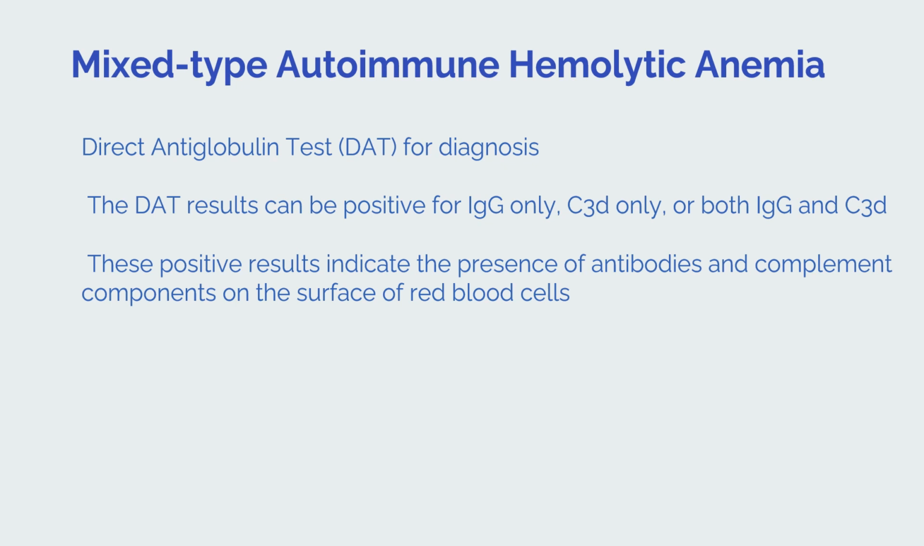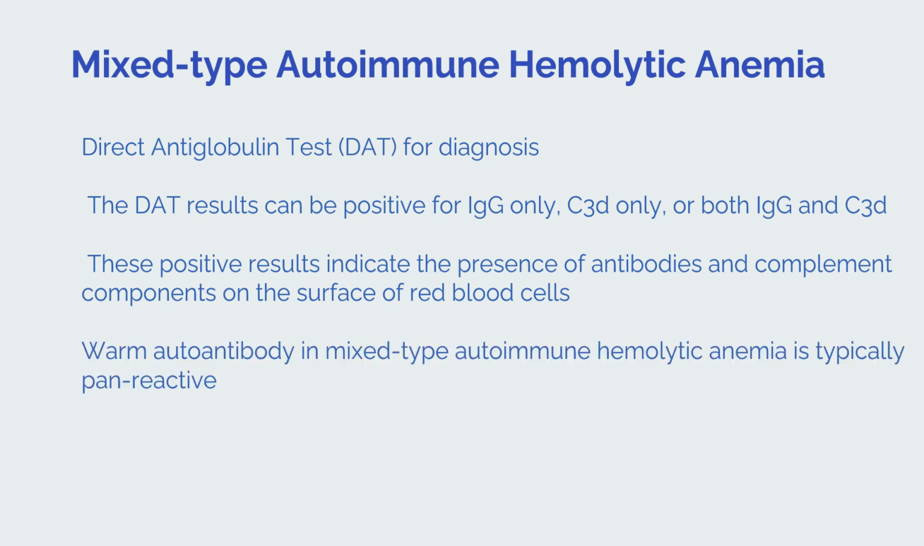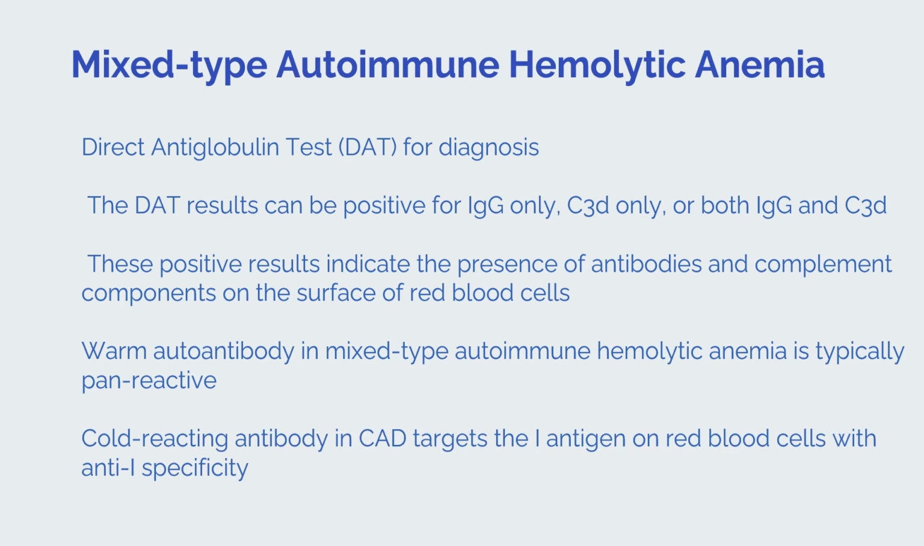Now, let's talk about the specific characteristics of the autoantibodies in this condition. The warm autoantibody in mixed-type autoimmune hemolytic anemia is typically pan-reactive, meaning it reacts with various antigens on red blood cells without clear specificity. On the other hand, the cold-reacting antibody in CAD usually targets the I antigen on red blood cells, having anti-I specificity.